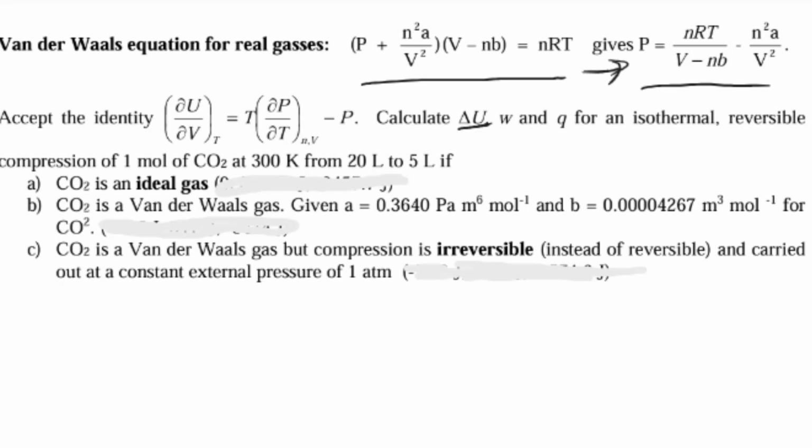Calculate delta U, work and then as well as the heat, for an isothermal, constant temperature, reversible compression. Those words are very important. Those are your keywords. The number of moles is one mole of carbon dioxide at 300 kelvins, from volume V1 to V2. Let's answer the questions now.